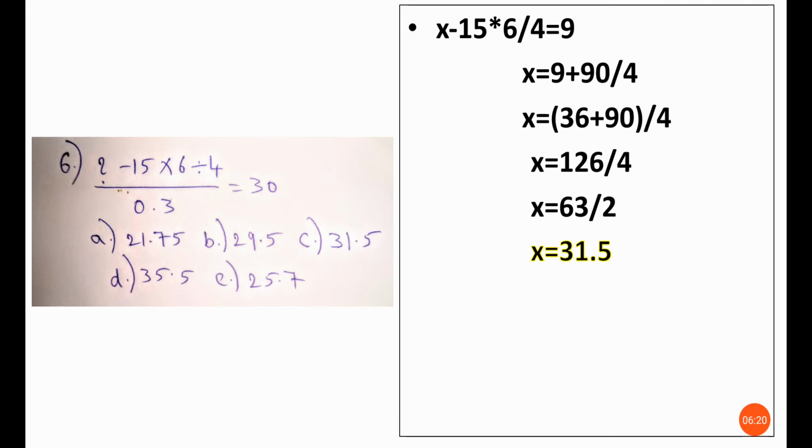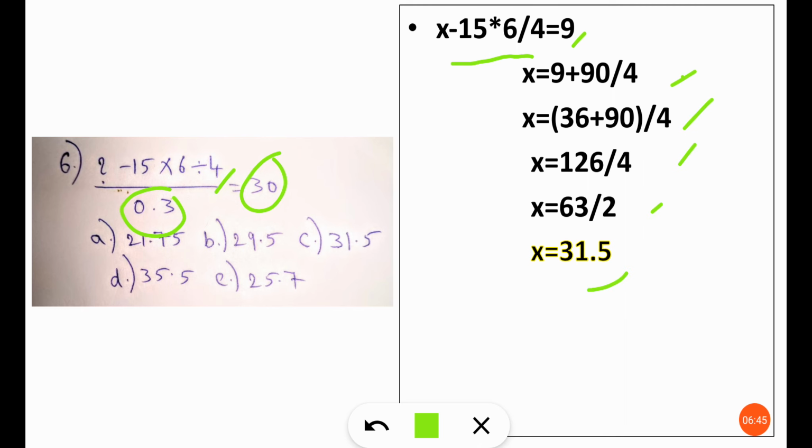Moving to the sixth question. Question mark minus 15 into 6 divided by 4 divided by 0.3 equal to 30. Left hand side 1 decimal, right hand side 1 zero gets cancelled. 3 into 3, 9. Right hand side is 9. So x equal to minus 15 into 6 divided by 4 goes here, becomes 90 plus 90 divided by 4. After this simplification, we get x equal to 31.5. Option C is the right answer.